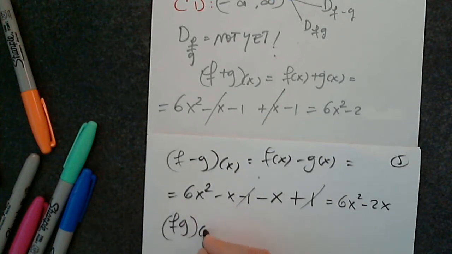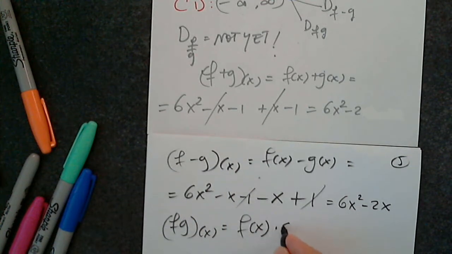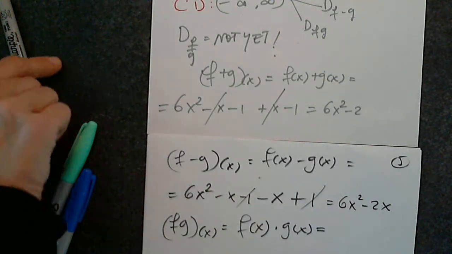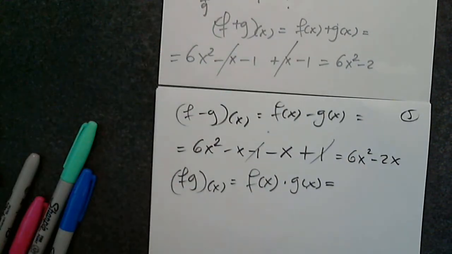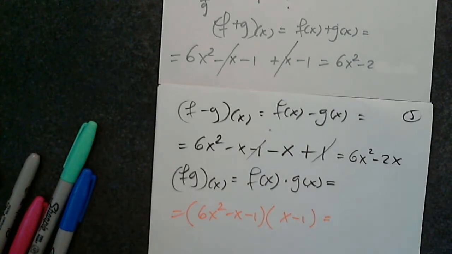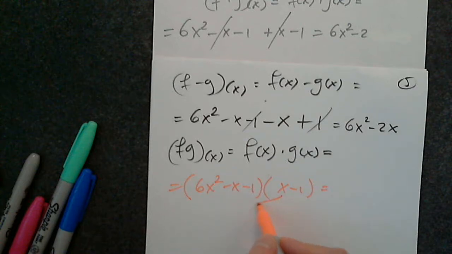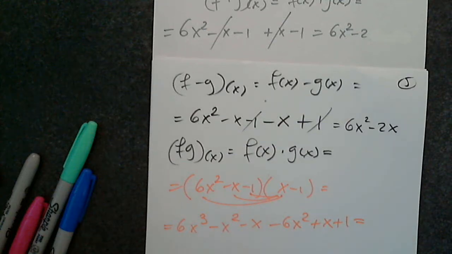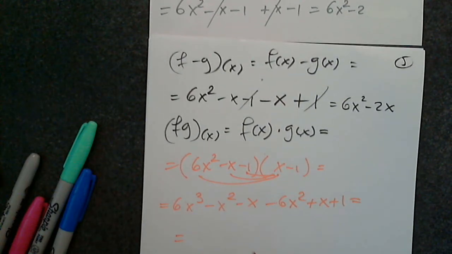Let's see the product. By definition, f of x times g of x. Please write it like that first as the definition, and only then replace. Put parentheses, please. 6x squared minus x minus 1 and x minus 1. And then I recommend distributing x to these three terms and then -1. 6x to the third minus x squared minus x minus 6x squared plus x plus 1. Combine like terms and descending order. Minus 7x squared. Now these two go away, and plus 1.